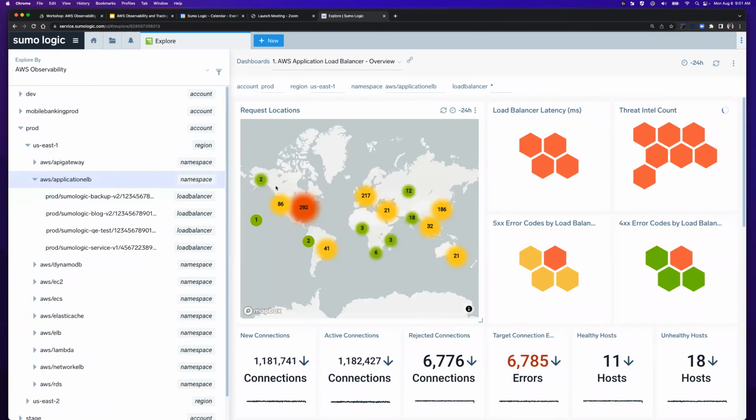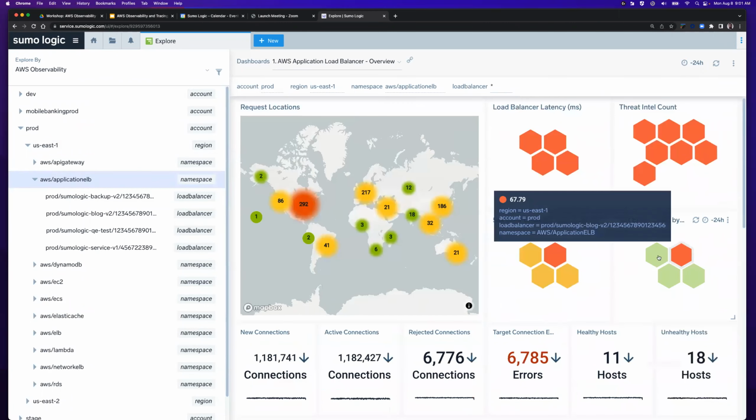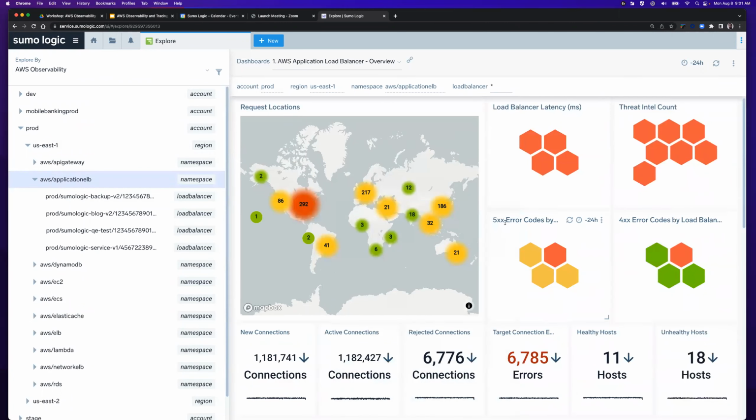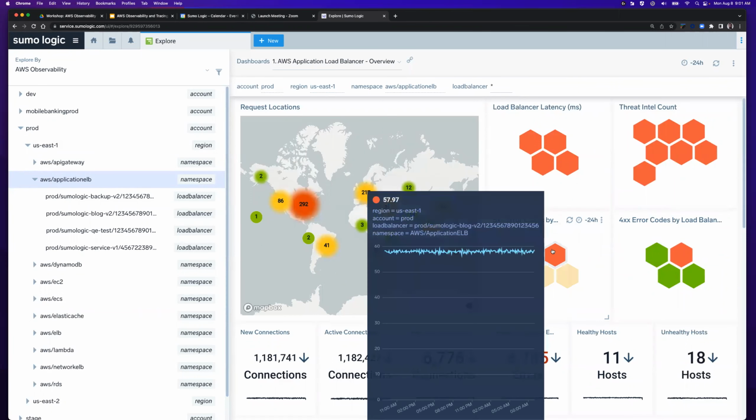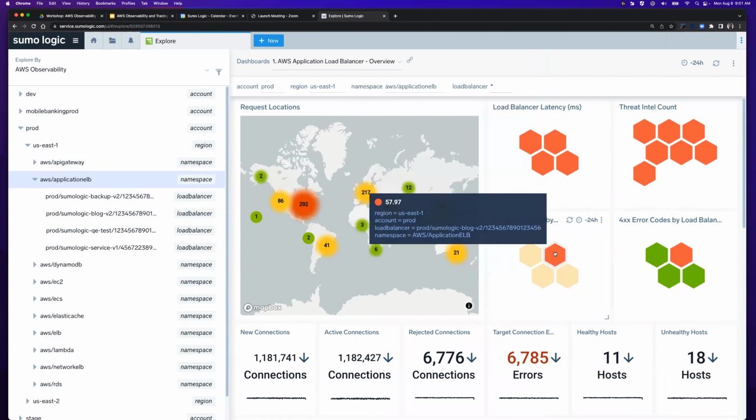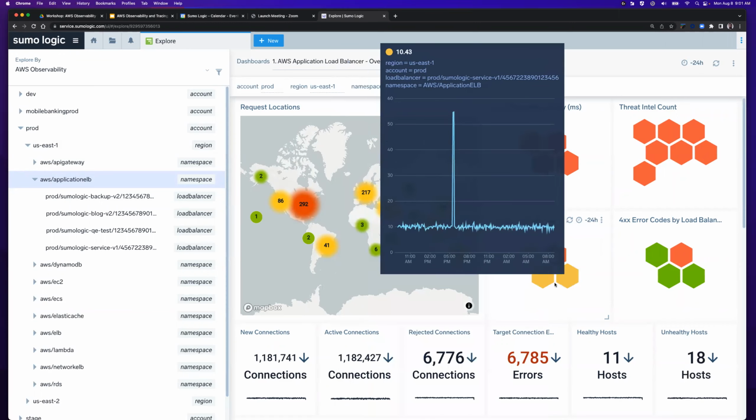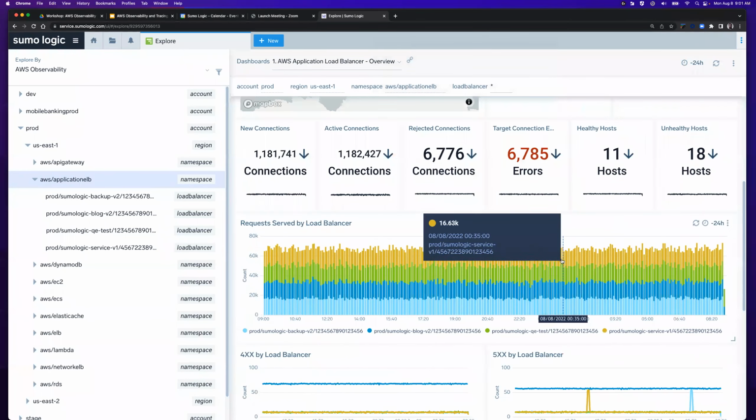Now, this ELB, and it's actually an ALB, but they call it ELB, is essentially an application load balancer. And what I see here is, once again, I get my map, but I start to see other information. I start to see error codes here, and I start to see where we have a lot of them and where we have a few of them, lower number. I can scroll down here.